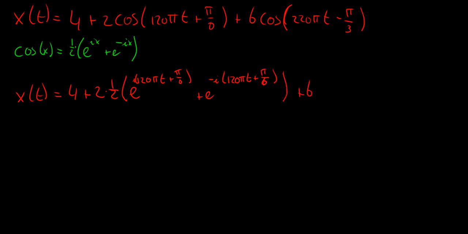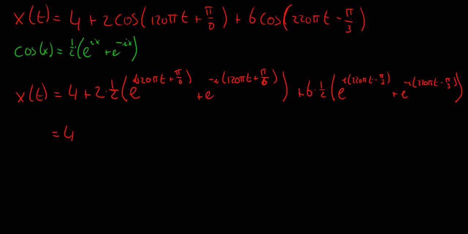And for the next one, 6 times a half of e to the power of i times (220 pi t minus pi divided by 3) plus e to the power of minus i times (220 pi t minus pi over 3). Like that. Now we have this. And let's work out the brackets.